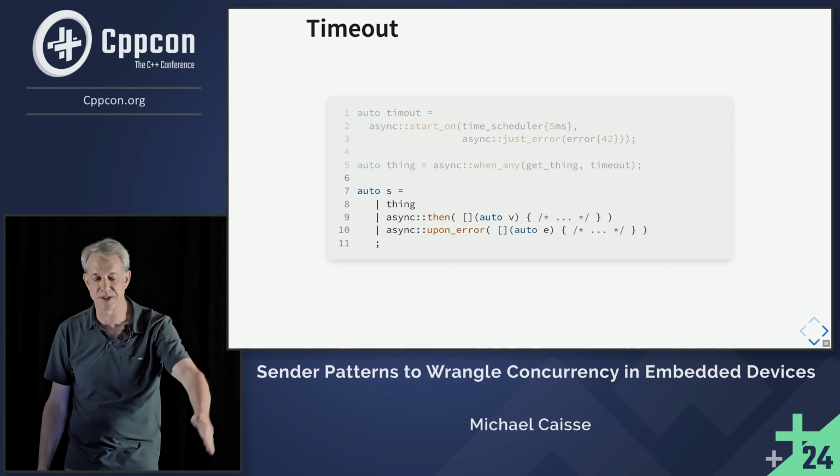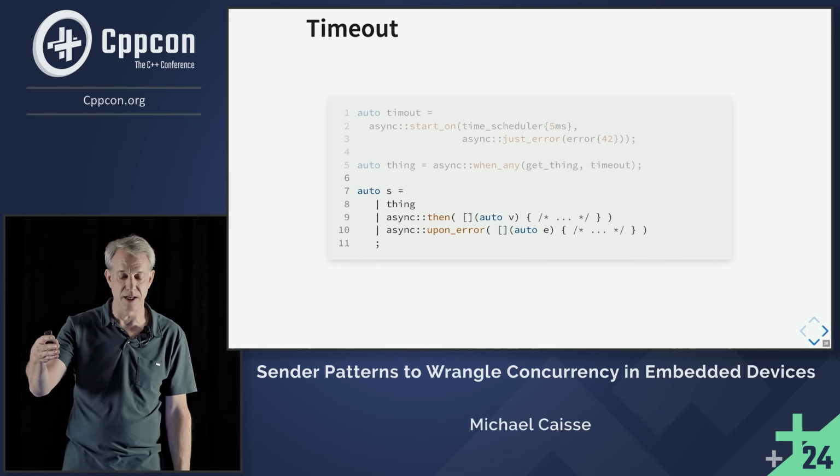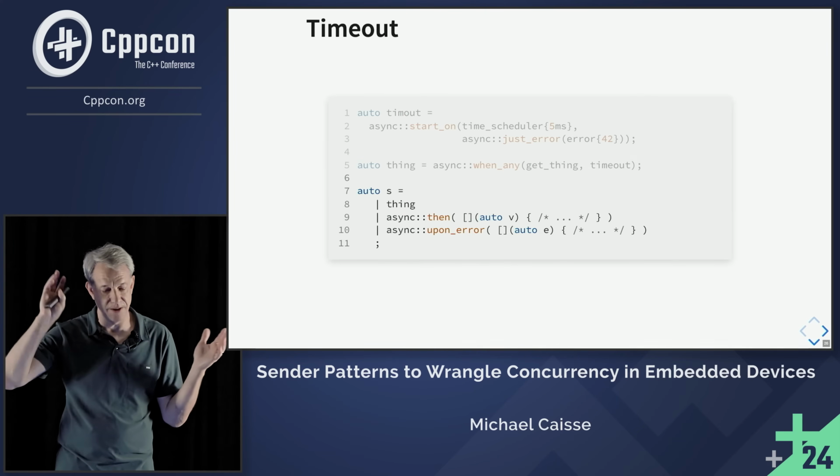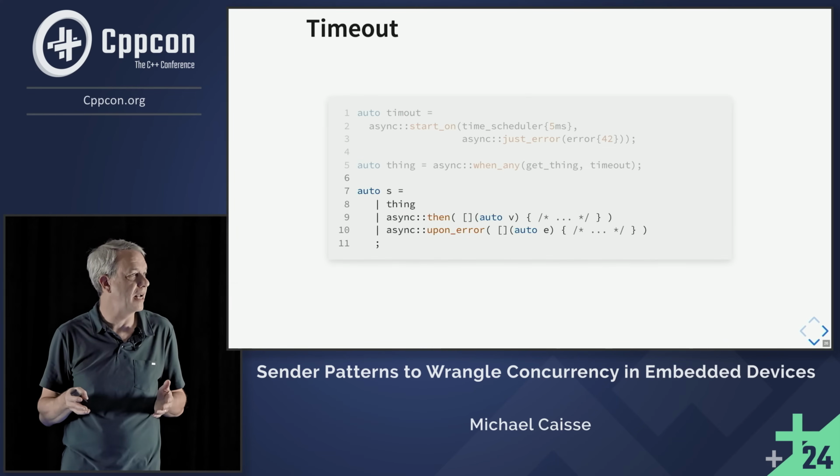So we can compose this together. We got a thing, and then do something with the value channel, or do something with the upon error, if we got an error instead.